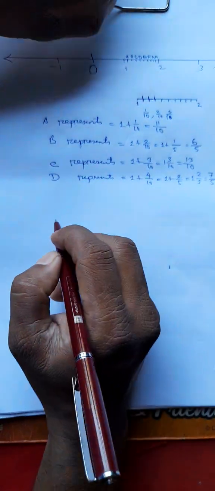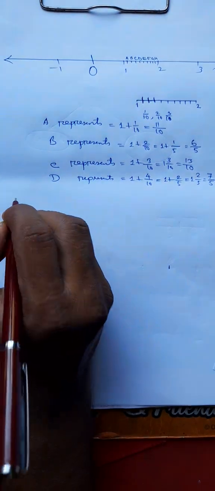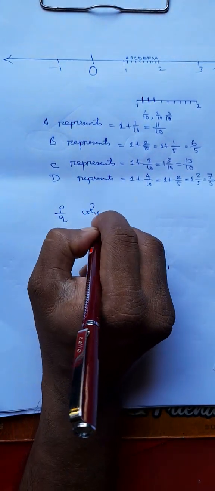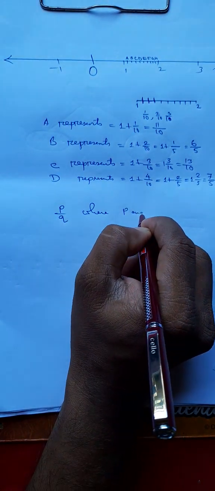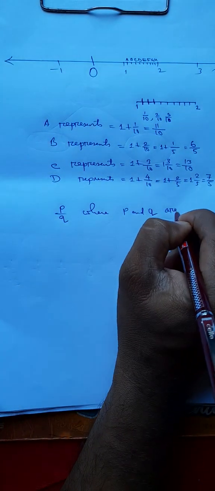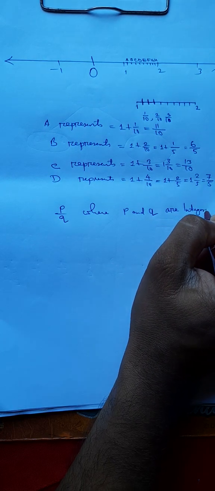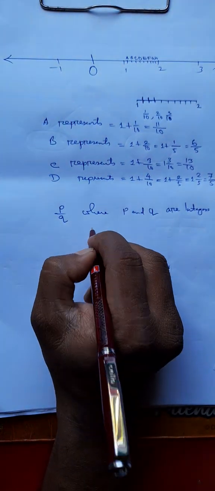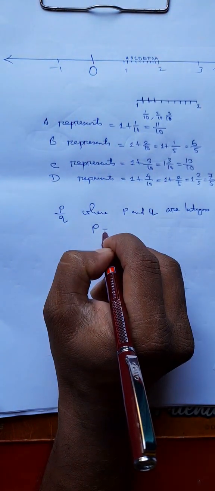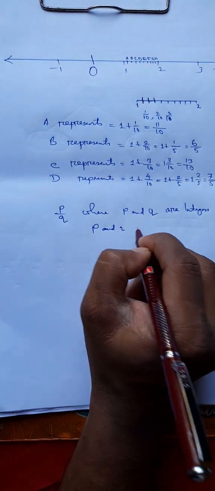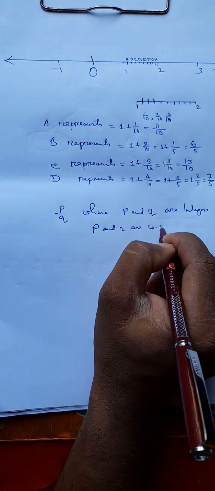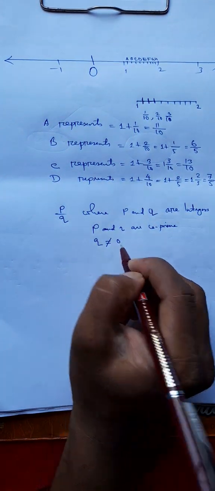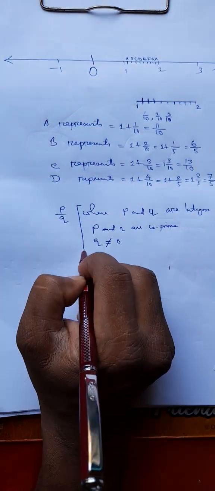Now we define the rational numbers: a number which can be expressed in the form P by Q, where P and Q are integers, P and Q are co-prime, and Q not equal to 0. So let's remember this definition.